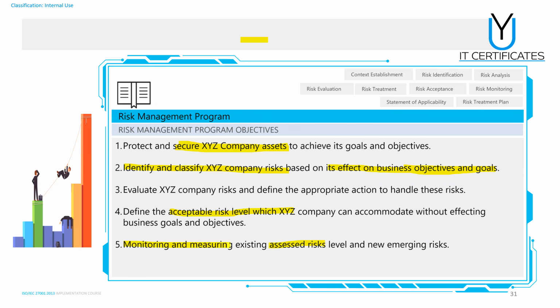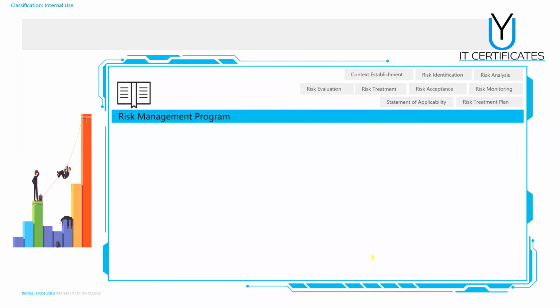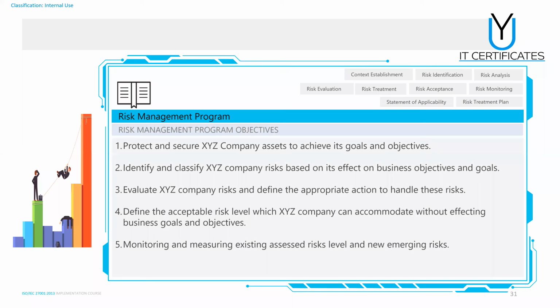They want to monitor and measure the existing identified risks, and to know what the new emerging risks are. Well, these are the reasons or the objectives why XYZ company requires the risk management program. We defined the first thing in the process: what are the objectives? Mainly, they want to protect their assets to be able to achieve their objectives and goals.